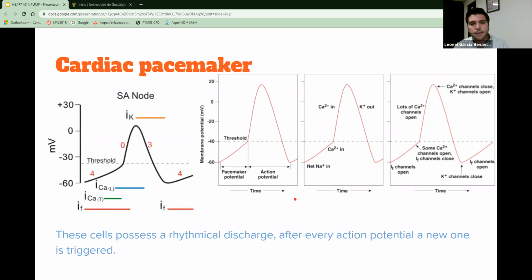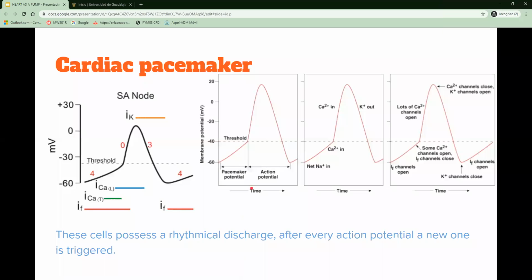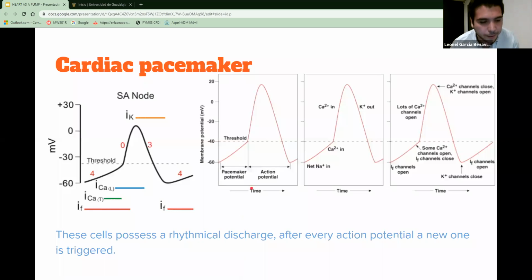Can everyone still see the presentation? Yes, we can see it. Okay, perfect, because my computer is lagging a little bit. Okay.